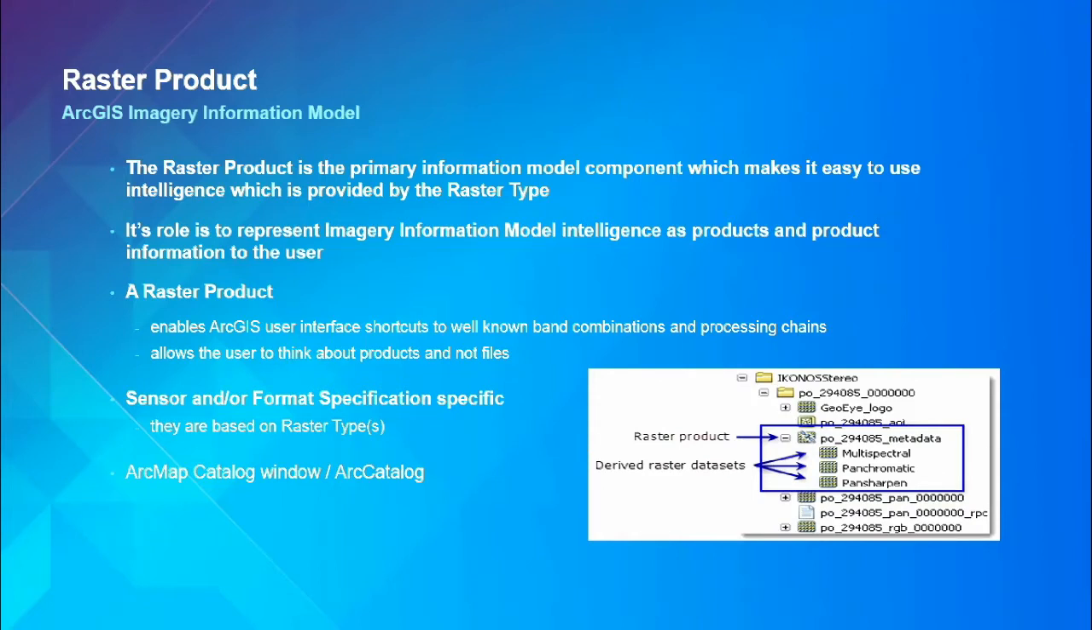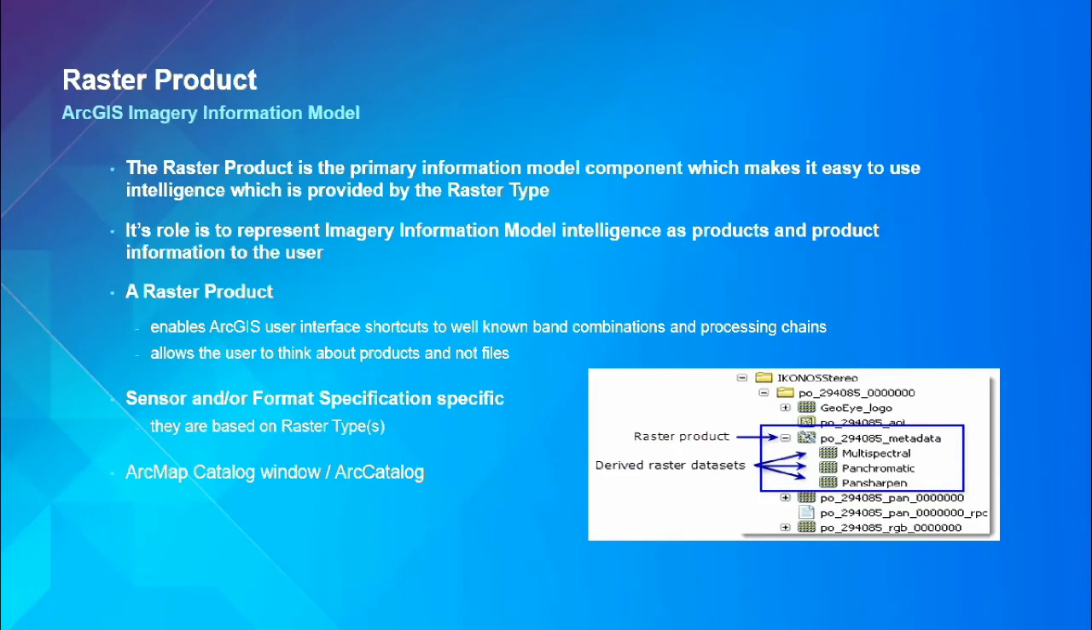we have this notion in the information model called a raster product. A raster product is really there to help you. It says, I know that the raster types are available to me and can provide me with certain information. I know that the raster datasets are there for providing pixels and metadata. And I know that these types are specific. So the raster product is, what can I represent to the user that's intelligent that they don't have to worry about because I have all this intelligence behind me? And that's really what the raster product is.